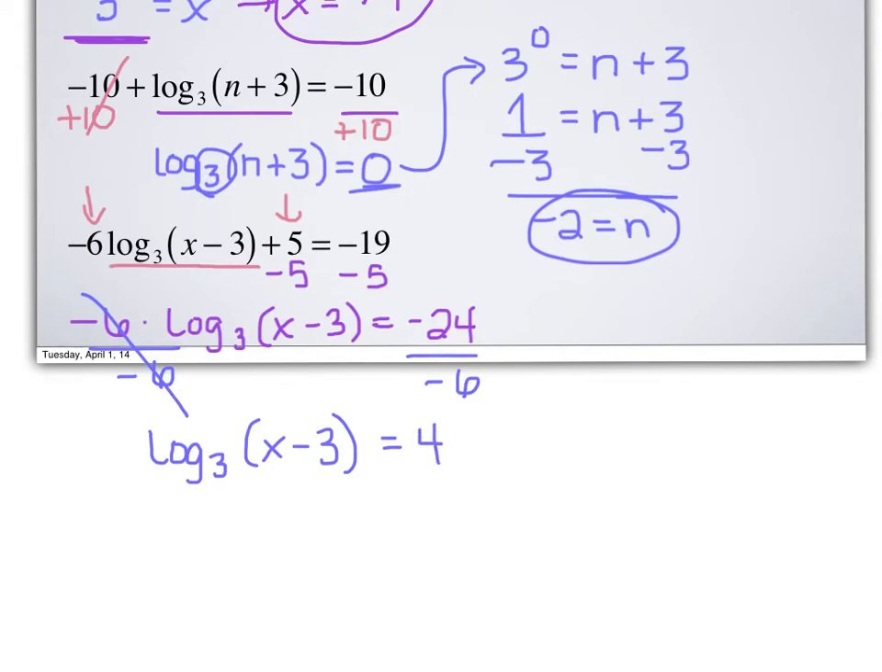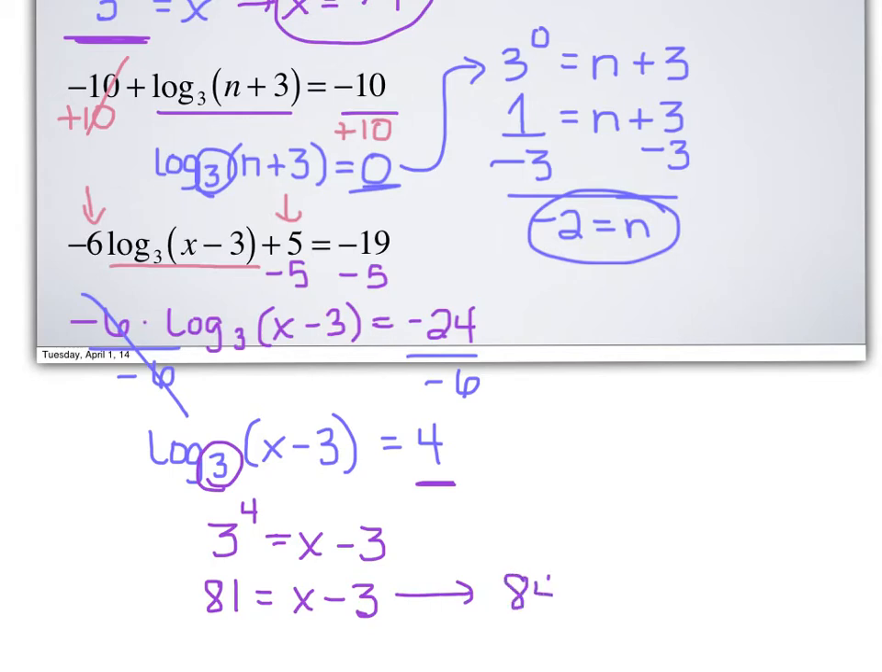Now I have that situation that I like, the log equal to a number. So I'm going to rewrite it as an exponent. I'm going to put it in exponential form, starting with this. So 3 to the power of 4 is equal to x minus 3. Okay. 3 to the power of 4 is 81. So 81 equals x minus 3. And then if I add 3 to both sides, I end up with 84. So x is equal to 84.